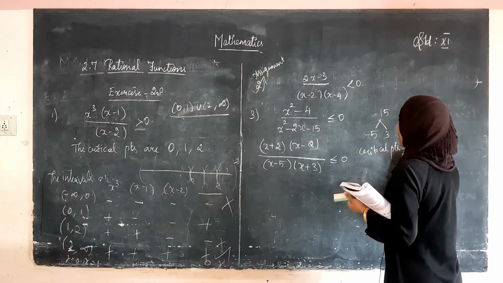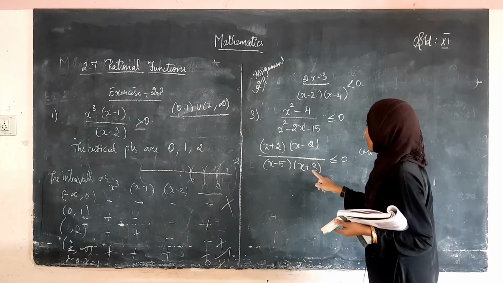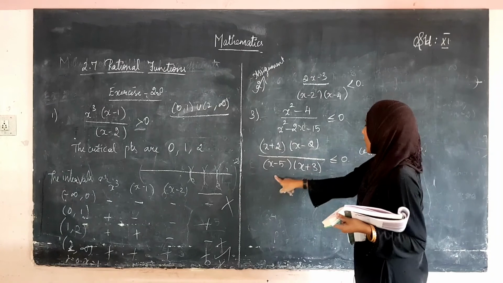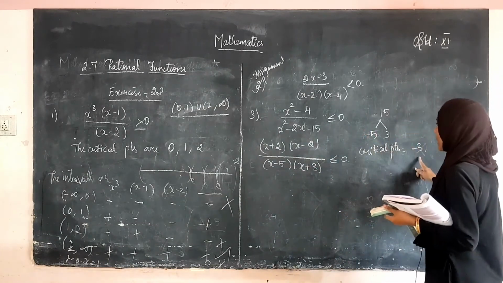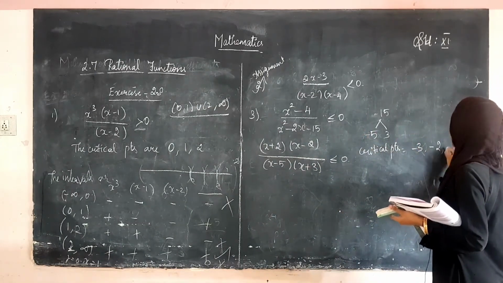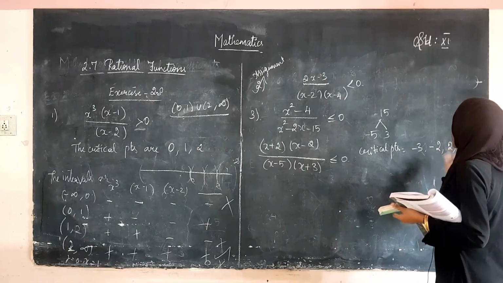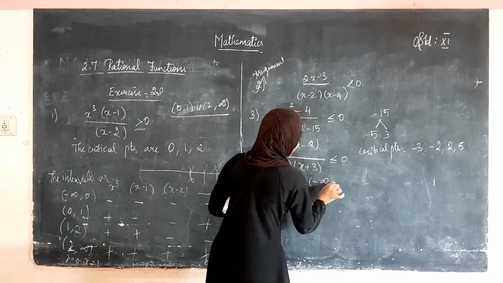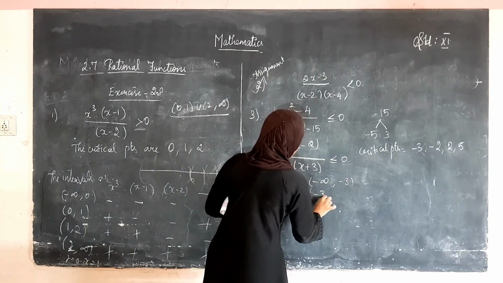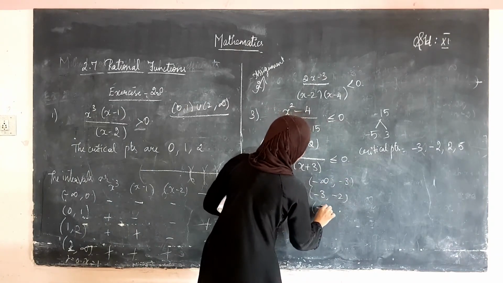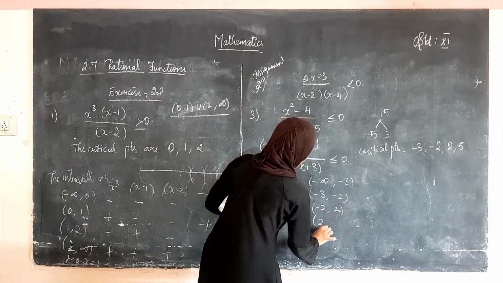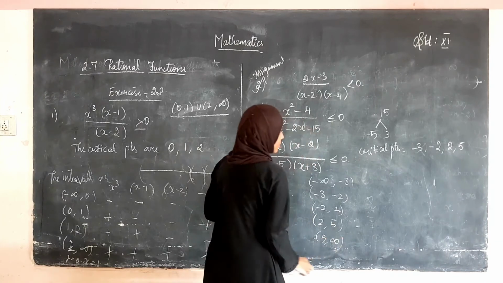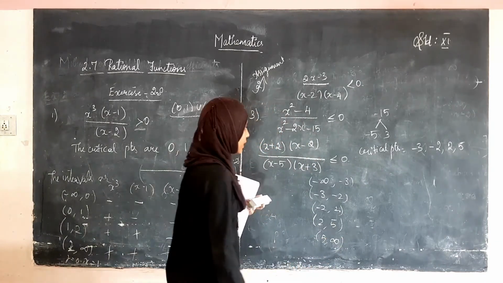Critical points are minus 3, minus 2, 2, 5 and minus 3. I am writing in order: minus 3, minus 2, 2 and 5. So what will be the intervals? Intervals are minus infinity comma minus 3, minus 3 comma minus 2, minus 2 comma 2, 2 comma 5, and then 5 comma infinity. Okay, 5 intervals.